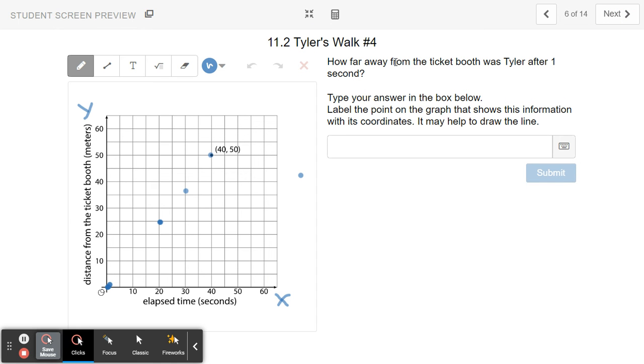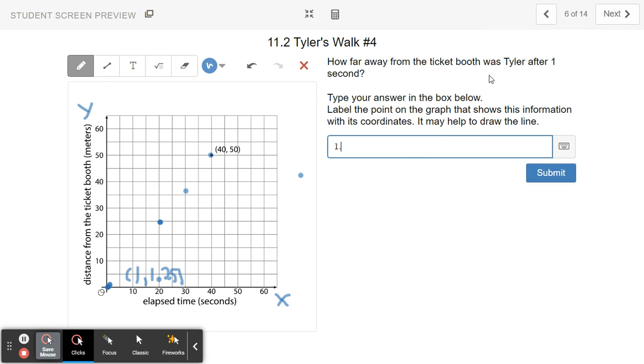Okay. How far away from the ticket booth was Tyler after 1 second? Well, we had already done that, right? After 1 second in our table, Tyler had gone, and it says to label the point on the graph. That's this point here, which is hard to see, but that is 1.25, right? We had found that earlier. So type your answer in the box.